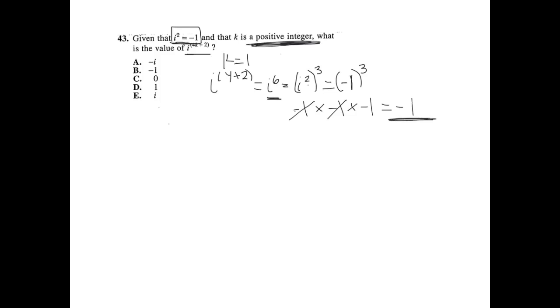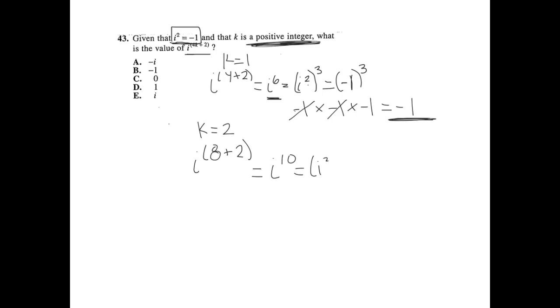We'll try it with one more just to check that we're right. So we'll try k equals 2. So we have i to the power of 2 times 4, which is 8, plus 2. That is equal to i to the power of 10. And again, I'm just going to try and get i squared in there because that's what they told me.